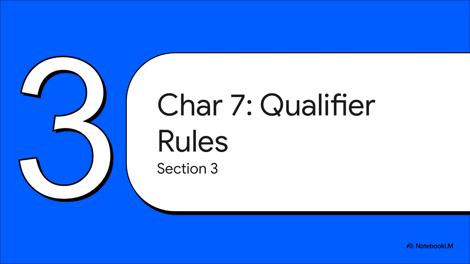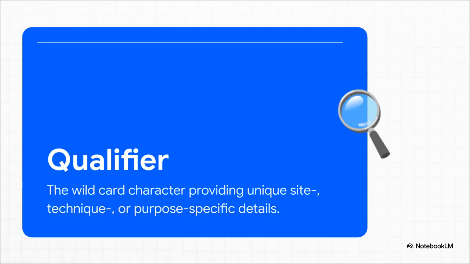Moving right along to Section 3, Character 7, Qualifier Rules. I want you to think of the 7th character, the qualifier, as the ultimate wildcard. Because this coding system is so brilliantly designed for future expansion, this qualifier slot is essentially reserved to capture any additional, highly specific details regarding the nature, technique, or purpose of the procedure that the first 6 characters just couldn't accommodate.